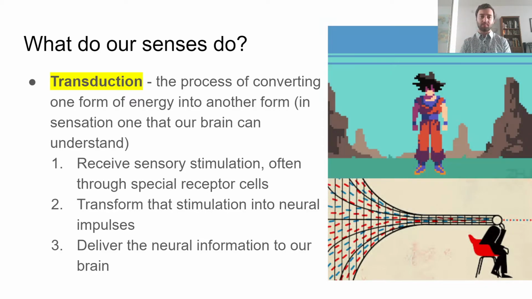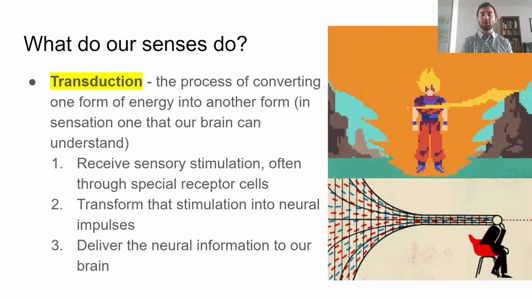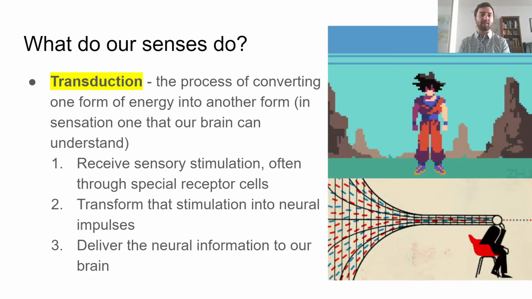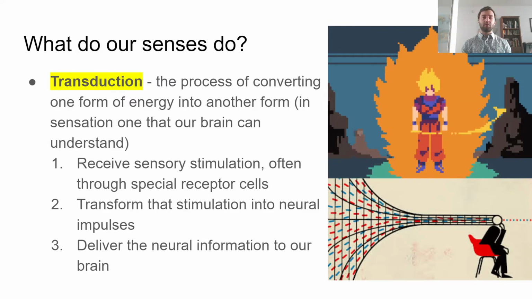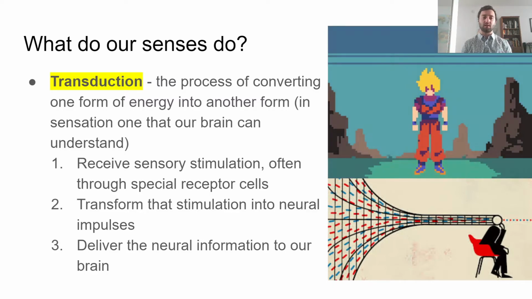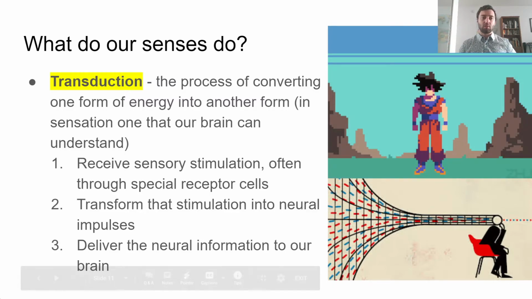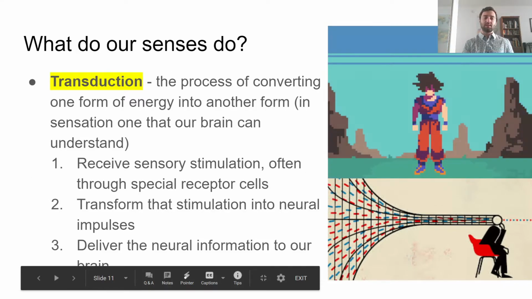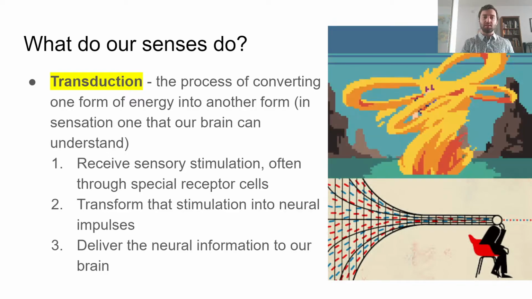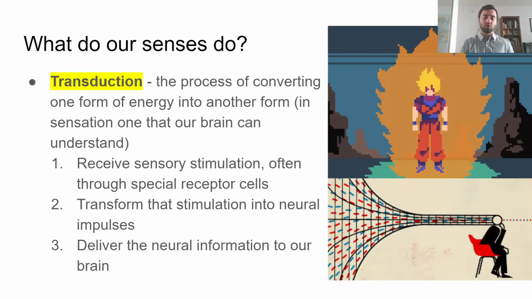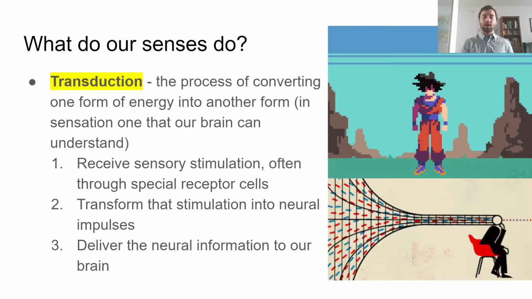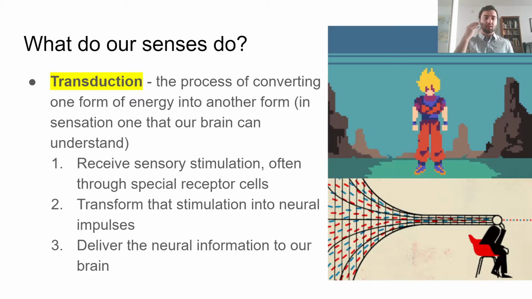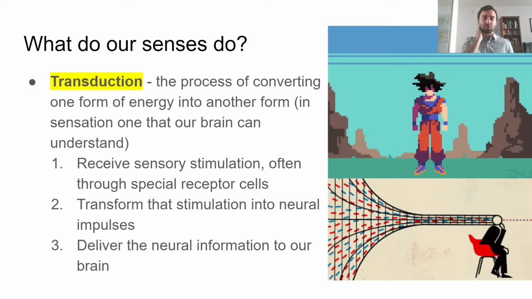That's transduction. What's really important is that our brain cannot see, our brain cannot hear, our brain cannot feel. So we have to use transduction to turn that information into something our brain can understand. There are 3 basic steps here. The first step is that our sense organ receives sensory stimulation. If we use sound as our example, your ears are hit with the waves that make up sound, and it stimulates the sensory organ there.